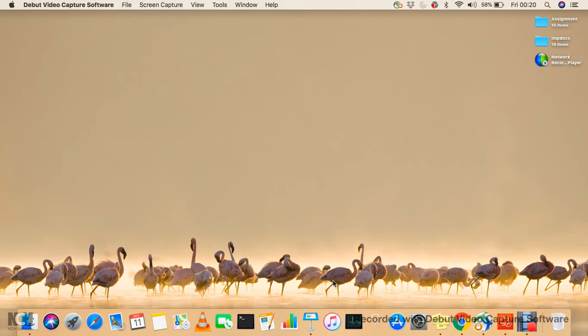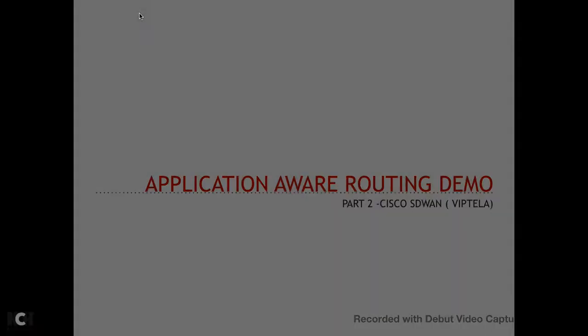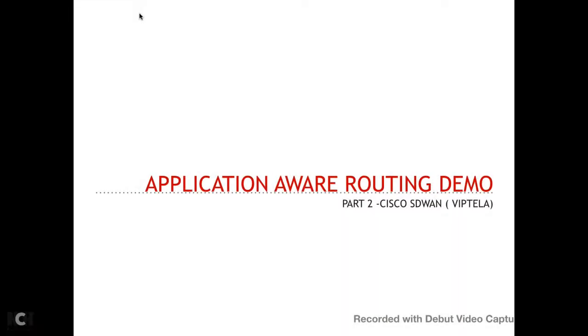Okay, hello friends. I'm back with part 2 for the application aware routing demo. What we are going to do is give you a live demo of how application aware routing works on our lab topology. We will be focusing on the Cisco SD-WAN, Viptela's architecture. So without wasting time, let's go on the live session.